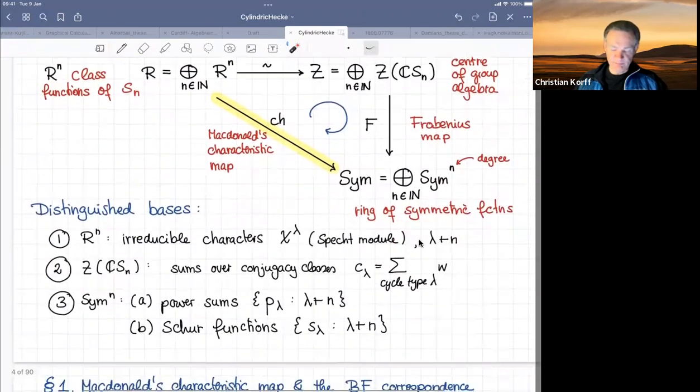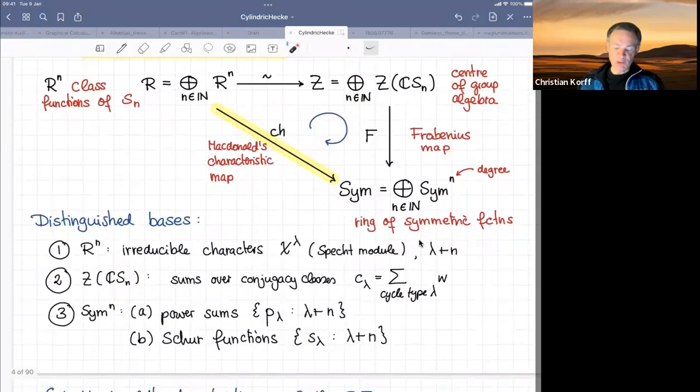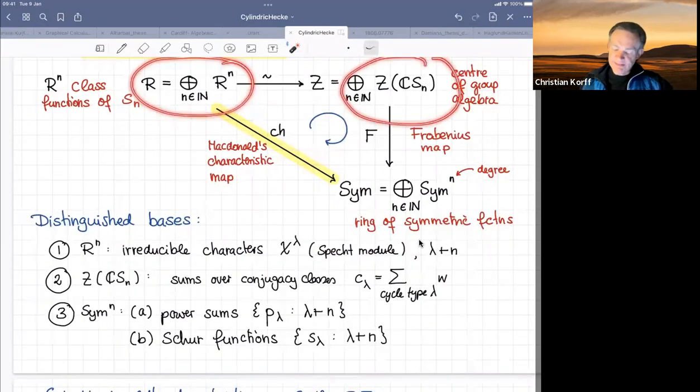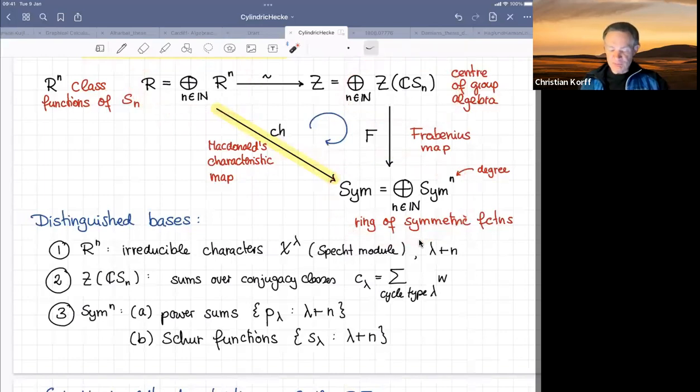So let me just repeat this and show you. In each of these corners of this triangle, we have vector spaces which have distinguished bases. And as I already said, in this direct sum of all class functions, we just want to take the irreducible characters, which come from the irreducible modules of a symmetric group, which are called Specht modules. So if lambda is a partition of n, then this gives you an irreducible module of the symmetric group on n letters.